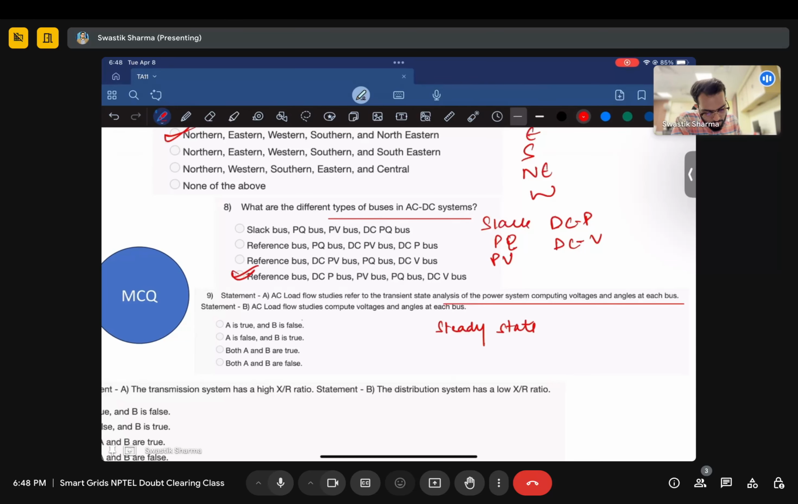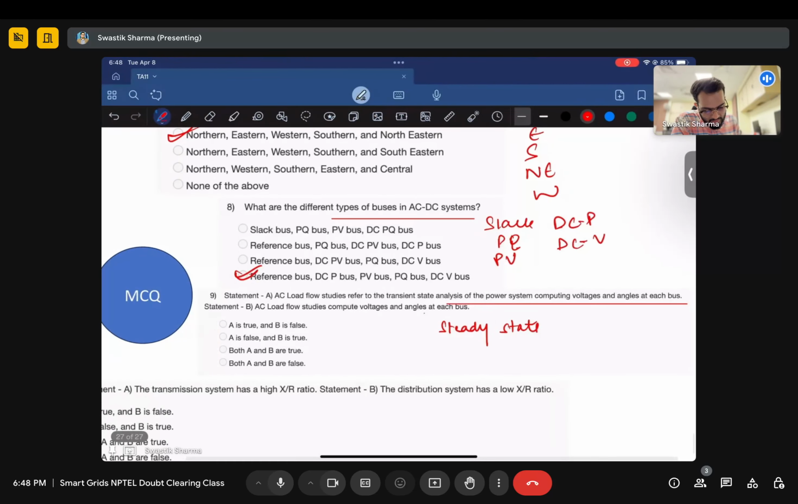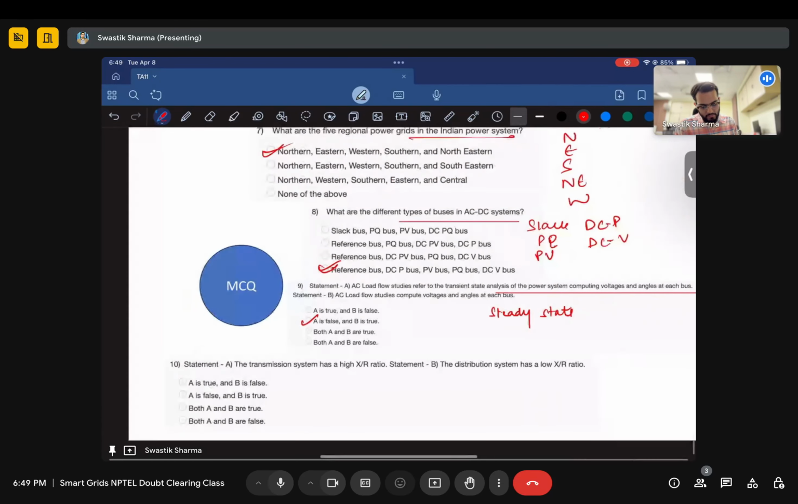Statement B, AC load flow studies compute voltages and angles at each bus. Correct. So load flow studies do this only, right? They are used to compute the two state variables, which are bus voltage magnitude and bus voltage phase angle. So the correct answer is A is false, B is true. Right.